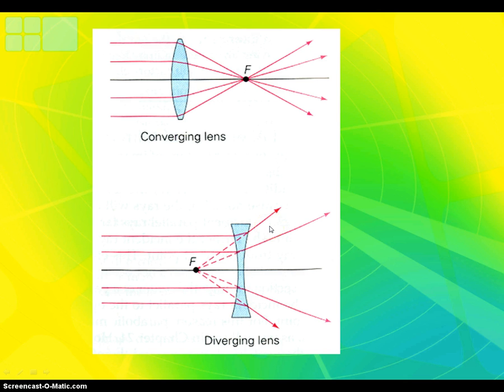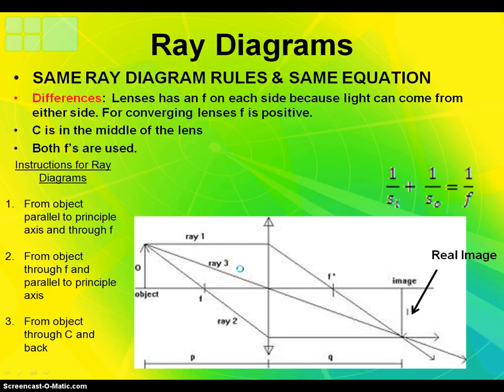Now, it's important to note that when we looked at mirrors, there was only one focal point, because light was always bouncing off one side and reflecting back into that side. Whereas when we talk about lenses, the light could come from either end. So there's a focal point here, but there's also a focal point on the other side. The same goes for a diverging lens: there's a focal point here, but there's also a focal point on the other side if light were to come through the other side.